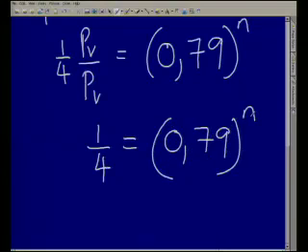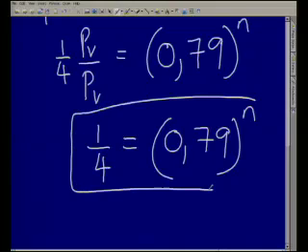So far, all we've done is two things. We've translated the English into mathematics by taking the formula for the financial maths in terms of present value and future value. We've substituted the rate in, and now we land up with this equation: 1/4 equals 0.79 to the power of n. How do we solve for an exponent when we have the base and we have the result? And this is where the logarithms come in handy.